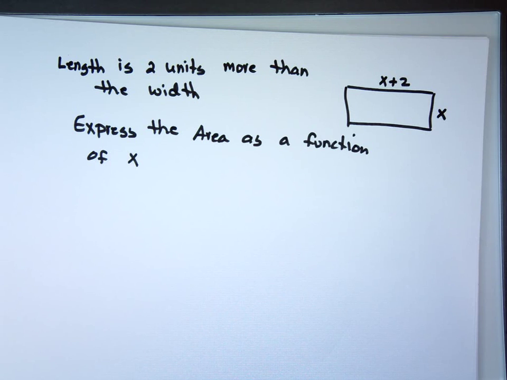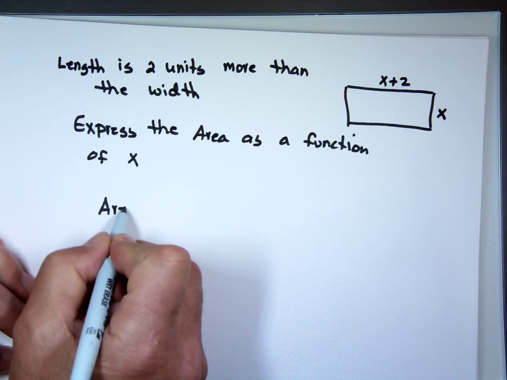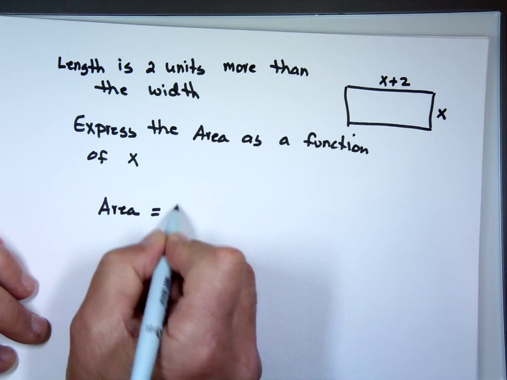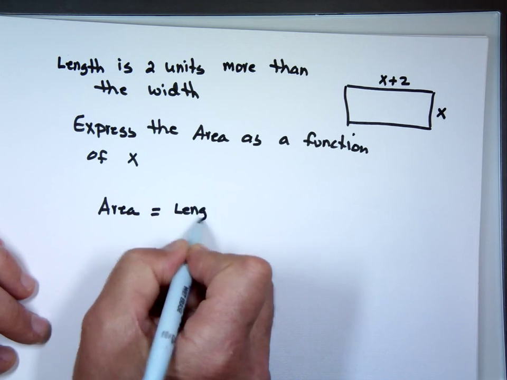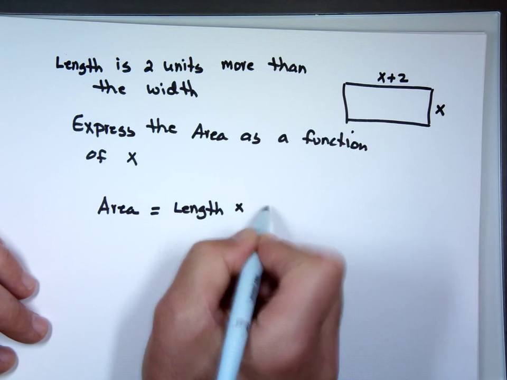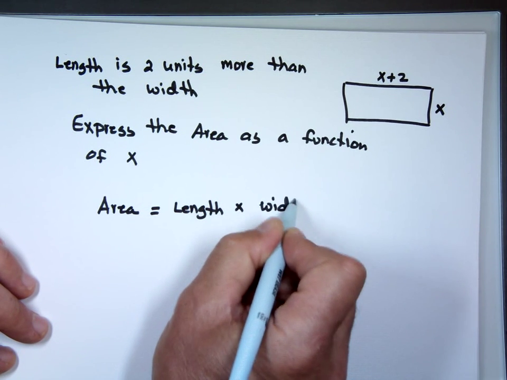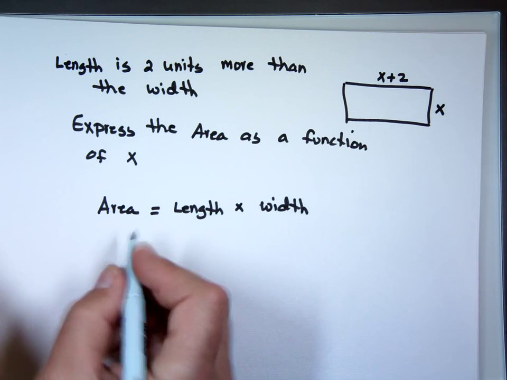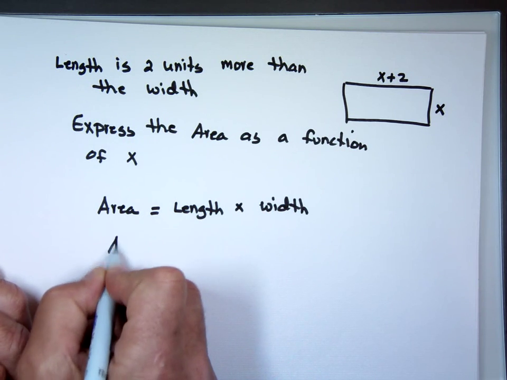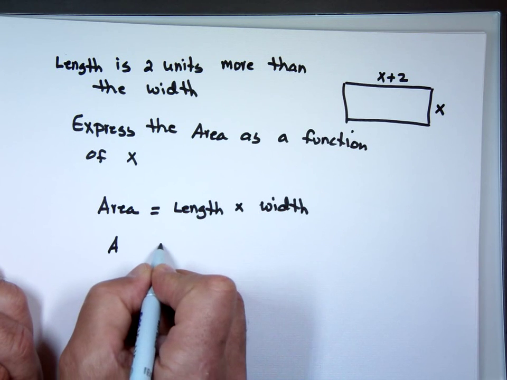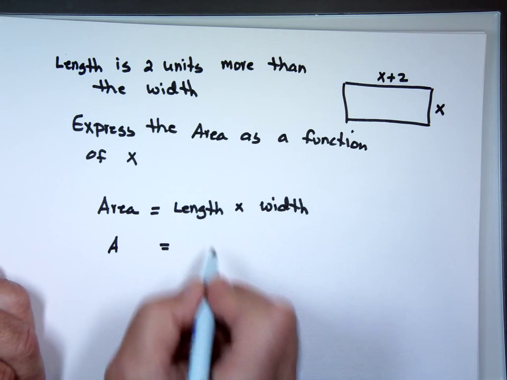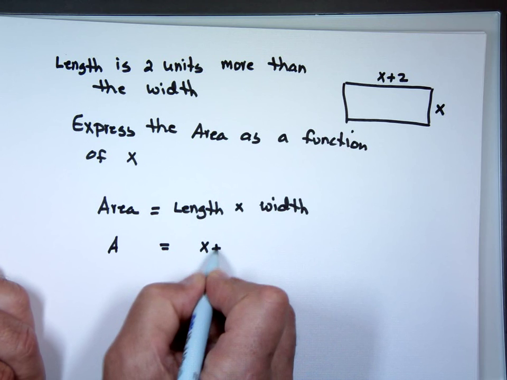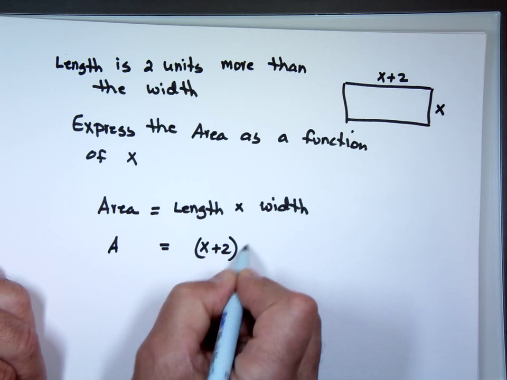If it was twice that, that'll be 2x. And what's the area? Area is always what? For this shape it is length times width. So they want us to write the area as a function of x. I can say the area is the length, which is x plus 2, times x.